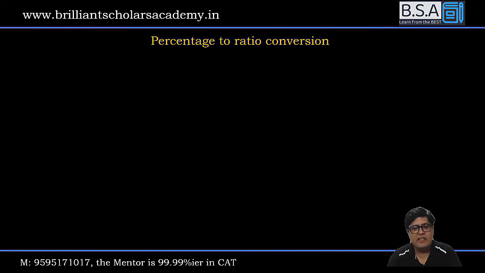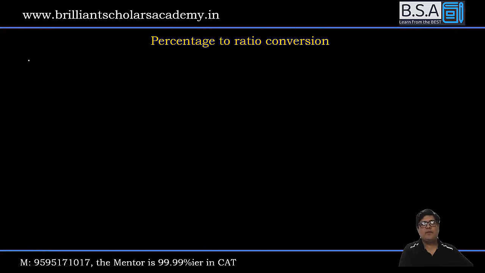Now, percentage to ratio conversion. I want you to do this activity without a calculator. In Percentage 1, we will again revise this. Percentage 2, again revise this. In DI first, again revise this. This part, you're going to do 4 to 5 times while you prepare with us. So without a calculator, you must do this. Don't use a calculator.